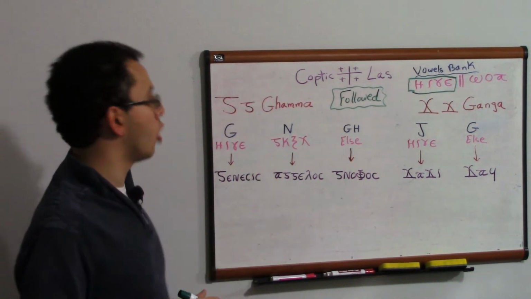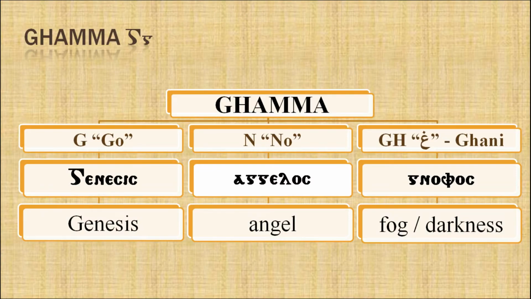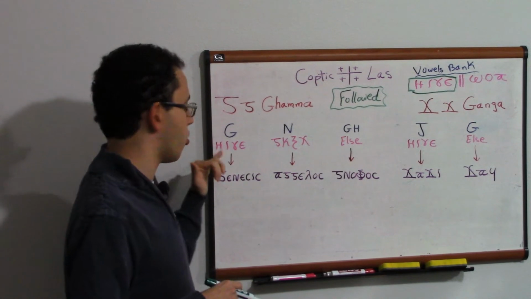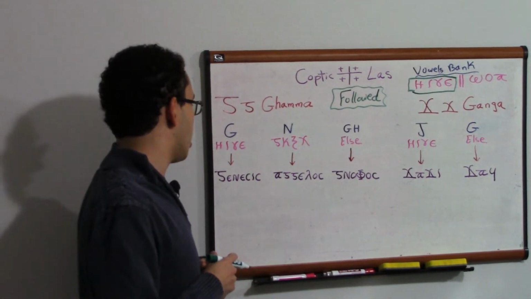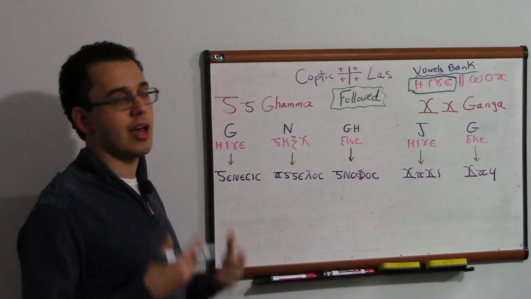So like I said, the rule is always followed. So Ghamma has 3 pronunciations. Either G, that you know like go, N as in no, or the ghayn sound in Arabic, like in yaghni. Okay, GH. Okay, that's the ghayn in Arabic. Whenever it's followed by any of those 4 hive group, any of them, you just need 1 letter after it from the hive group. If it is, then it's pronounced as a G.